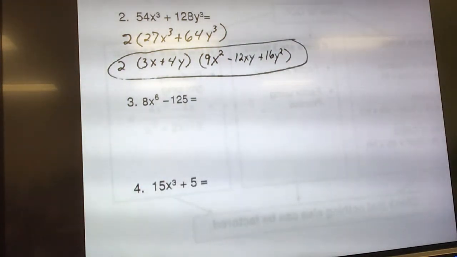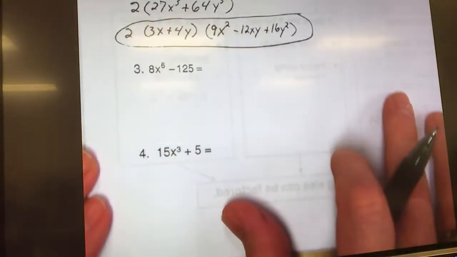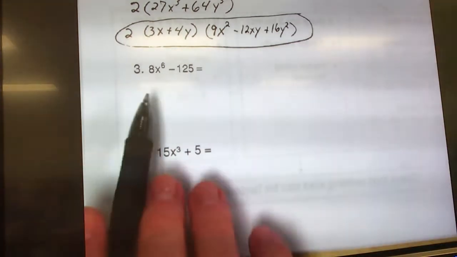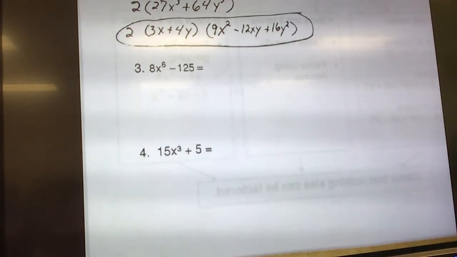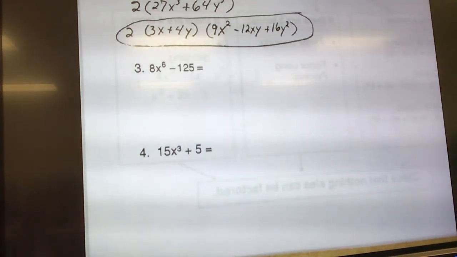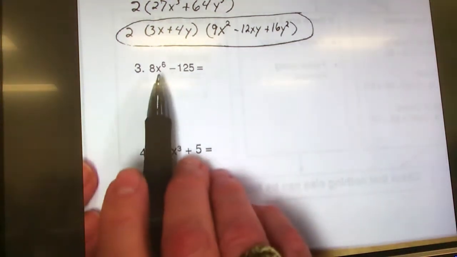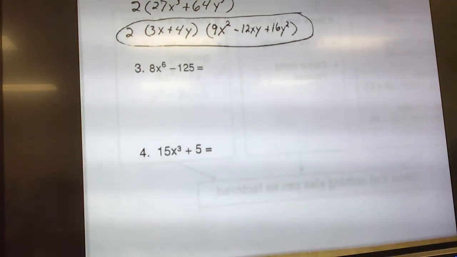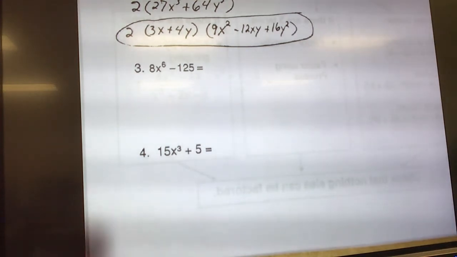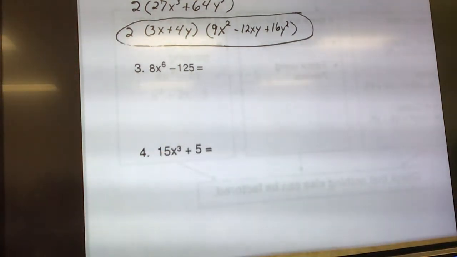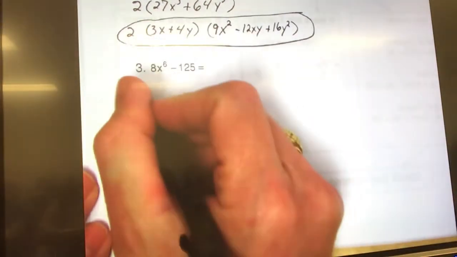Number 3. Okay, number 3 gets a little tougher here, but not too bad. Does 8 have a cube root? Yes, and that's a 2, right? Because 2 times 2 times 2 is 8. Does x to the 6th have a cube root? Can you break that down into 3 different things? Yes. x what? Squared. Does 125 have a cube root? Is there a number times itself 3 times? That is 5. So yes, it works out great for us.